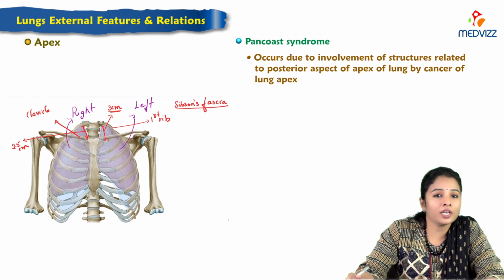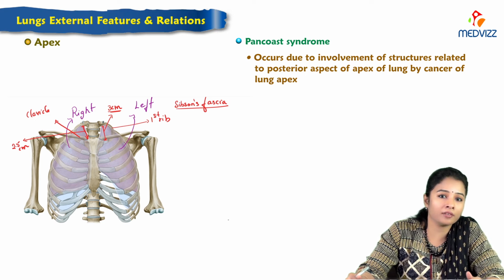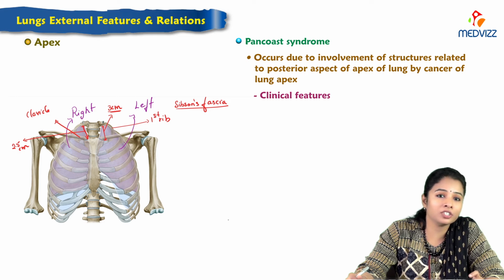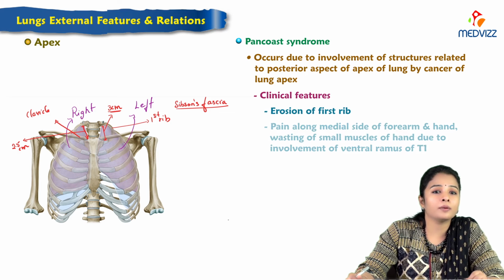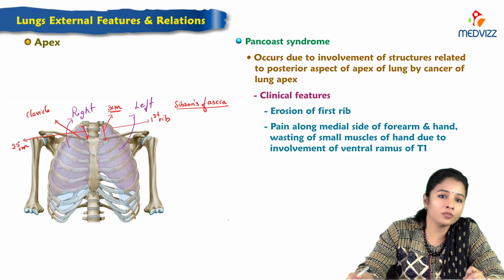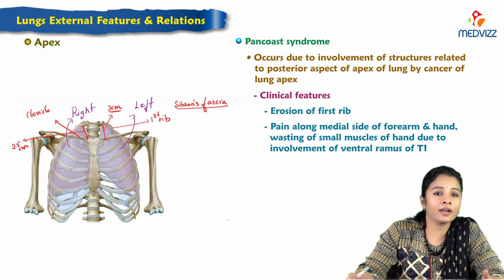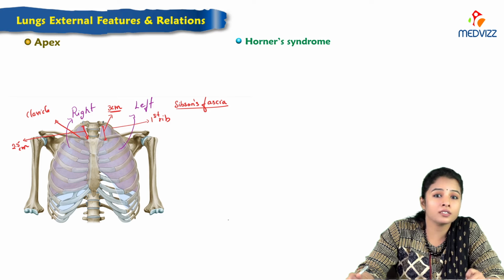It occurs due to the involvement of the structures related to the posterior aspect of the apex of the lung by the cancer of the lung. So if the posterior aspects are affected, then it is called Pancoast syndrome. Clinical features of Pancoast syndrome are erosion of the first rib and pain along the medial side of the forearm and hand, and wasting of the small muscles in the hand due to the involvement of the ventral ramus of T1. And it is also identified by Horner's syndrome.